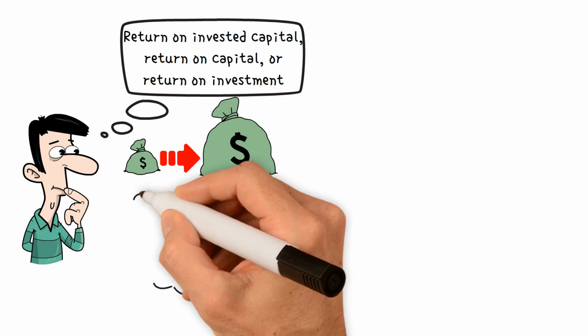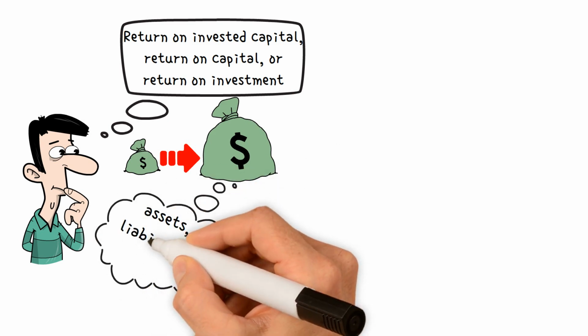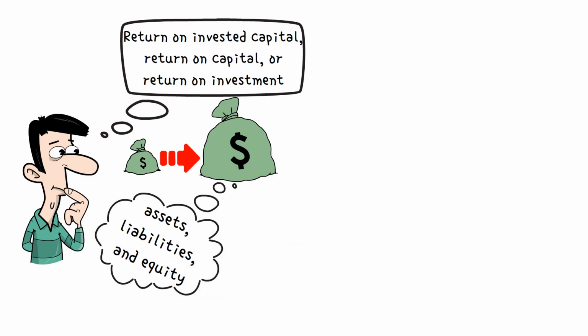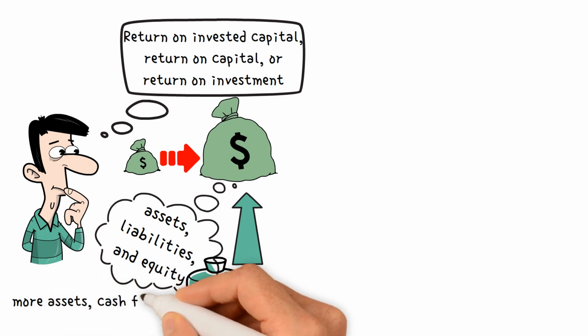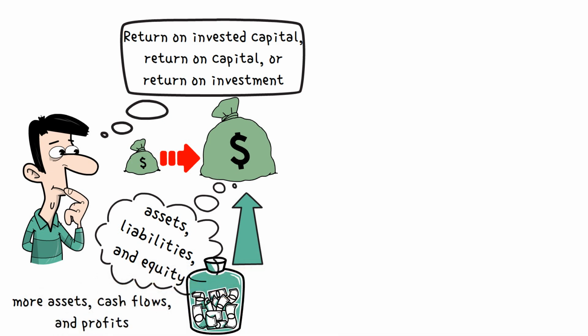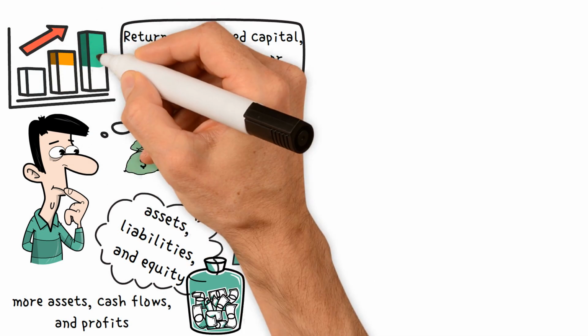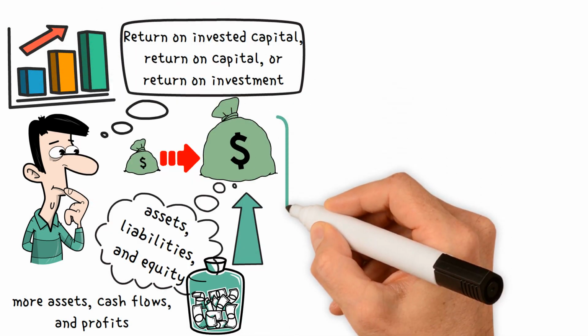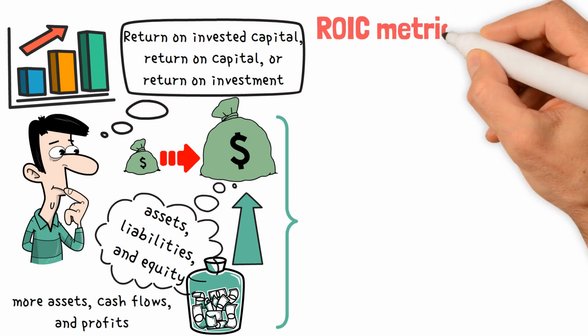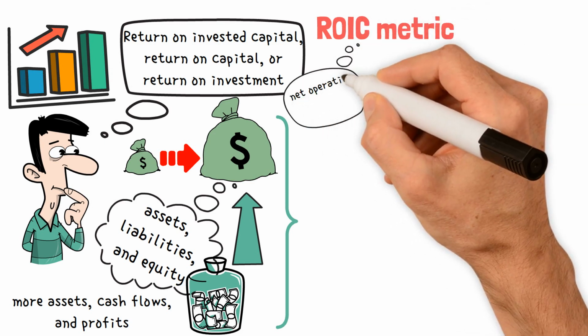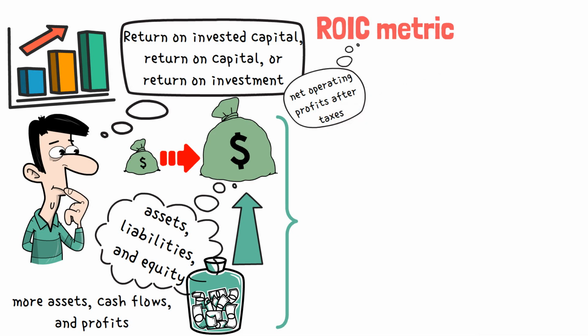The company's capital stems from its assets, liabilities, and equity that helps them grow their revenues. Those revenues or sales flow create more assets, cash flows, and profits that the company can reinvest for more growth. Think of it as a circle of life for a business. The basic idea behind the ROIC metric is the net operating profits after taxes compared against the company's invested capital.